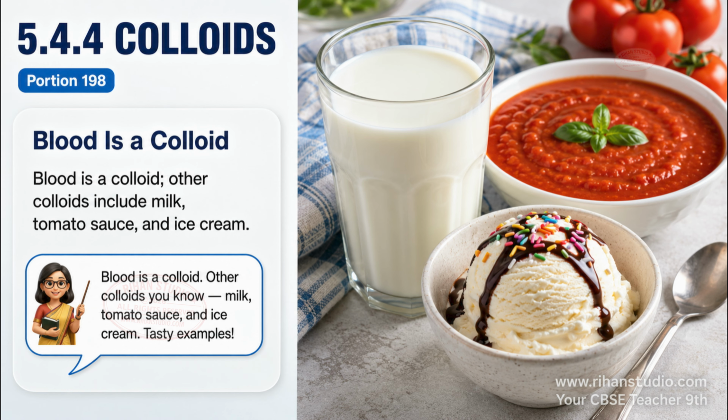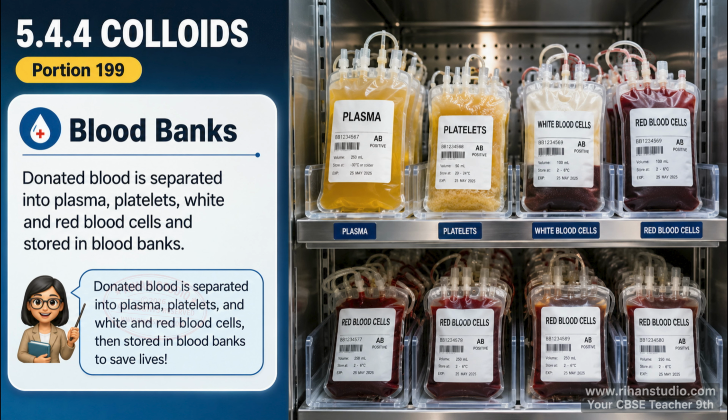Colloids. Blood is a colloid. Other colloids include milk, tomato sauce, and ice cream. Tasty examples. Donated blood is separated into plasma, platelets, and white and red blood cells, and stored in blood banks.